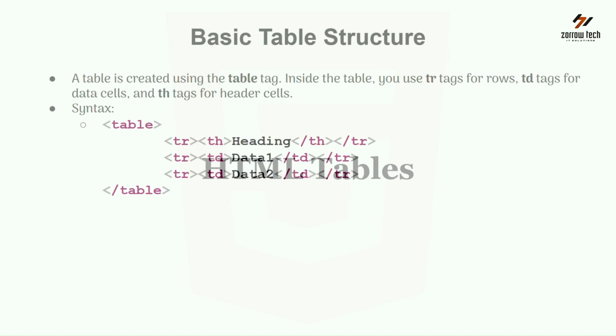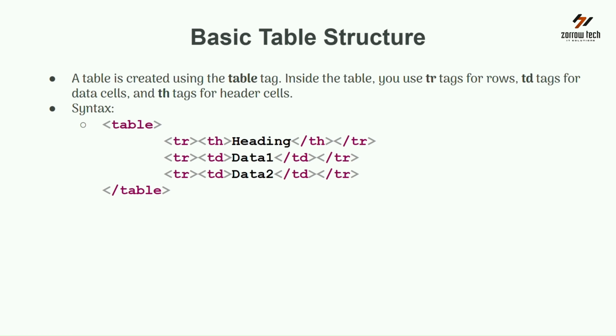Let's get started. Basic table structure. A table is created using the table tag. Inside the table, you use TR tags for rows, TD tags for data cells, and TH tags for header cells. Here's how it works. You start with an opening table tag. Inside the table, you add TR tags for each row. Inside each TR tag, you add TD tags for data cells or TH tags for header cells. You close the table tag with a closing tag.